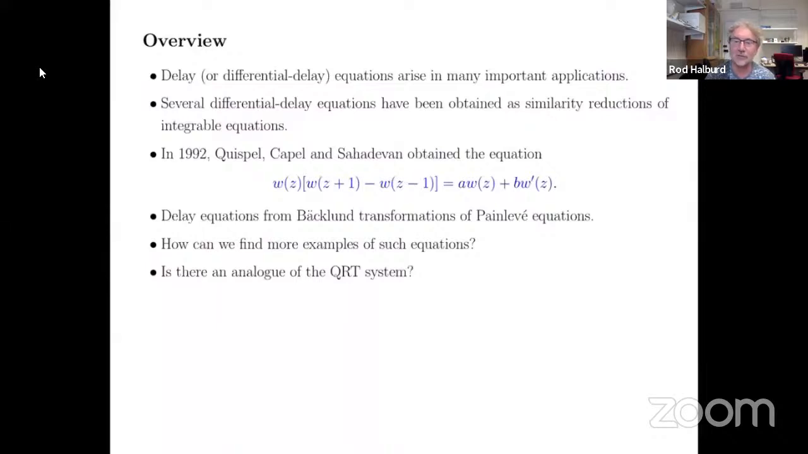The QRT system, Quispel, Roberts, Thompson, is a system of equations that describes discrete equations solved by elliptic functions. And the nice thing about that is that it's often a starting point for looking for discrete Painlevé equations. So in many ways, Painlevé equations or Painlevé transcendents can be thought of as slightly messed up elliptic functions. So looking for equations that have solutions with lots of elliptic functions seems a natural place to start.